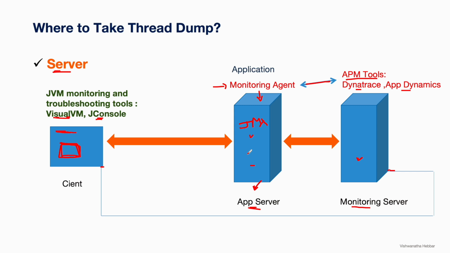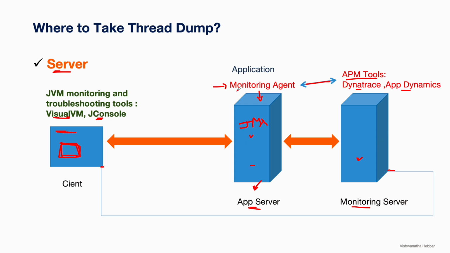In summary, if you have server access, log in and take the thread dump directly using tools like JStack. You need to execute some commands on the server. We will discuss the commands later. If you don't have direct access to the server, you can ask the admin team to configure JMX, and you can connect using these JVM tools. You can remotely capture the thread dump, and you can also use tools like AppDynamics and Dynatrace to remotely take a thread dump.